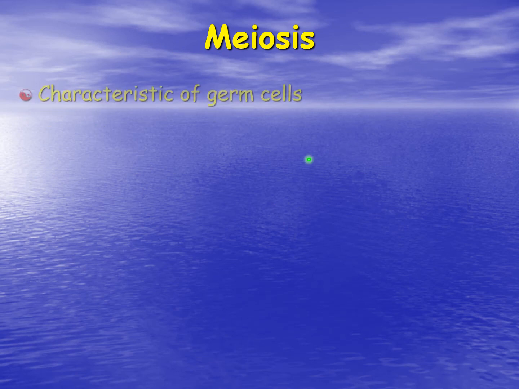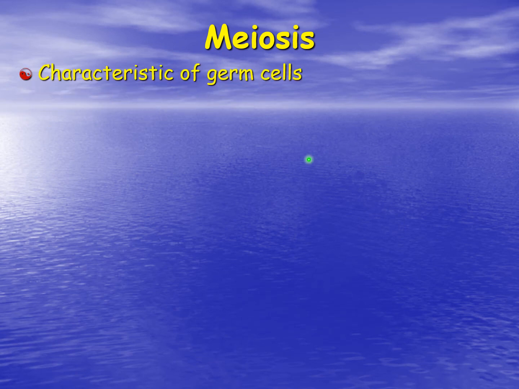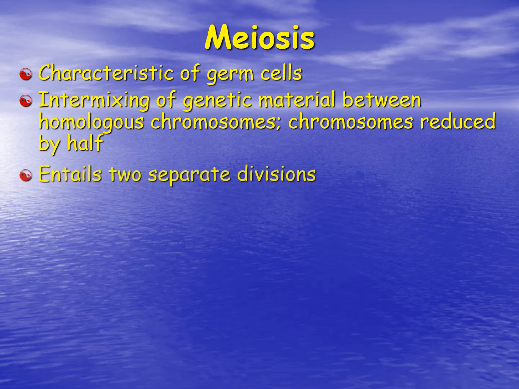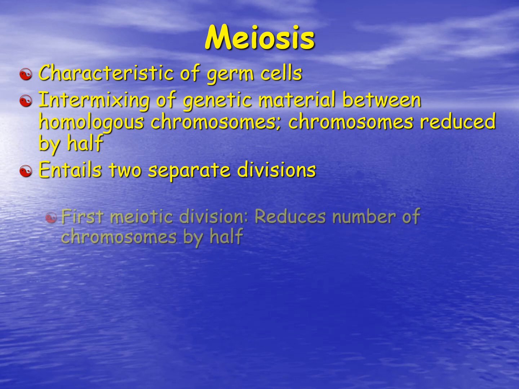Meiosis is the development of the germ or sex cells. This is where we get an intermixing of genetic material between homologous chromosomes. The chromosome number will be reduced to the N number, or the haploid number, during meiosis. It entails two separate divisions within the cells.